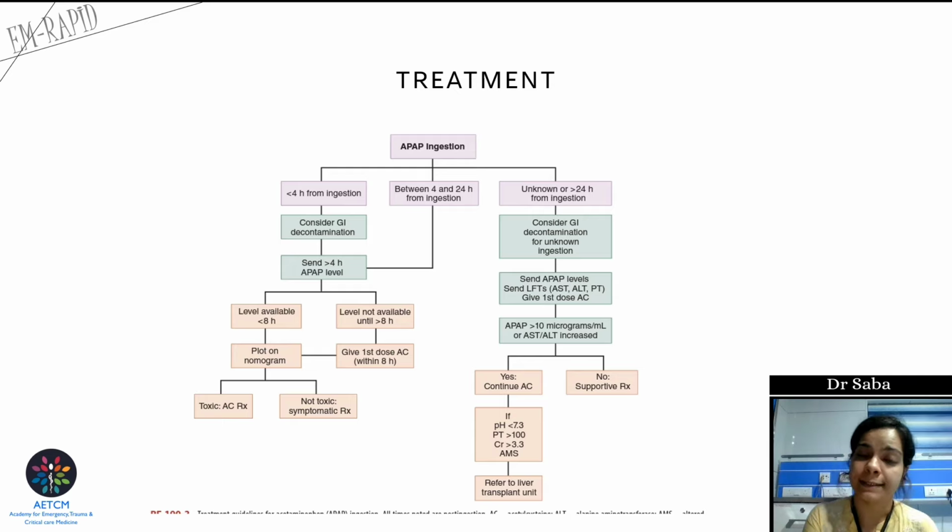with N-acetylcysteine. But if the toxicity levels are not met, or it's not high enough to cause toxicity, then we just symptomatically manage the patient with whatever clinical features the patient has presented with.